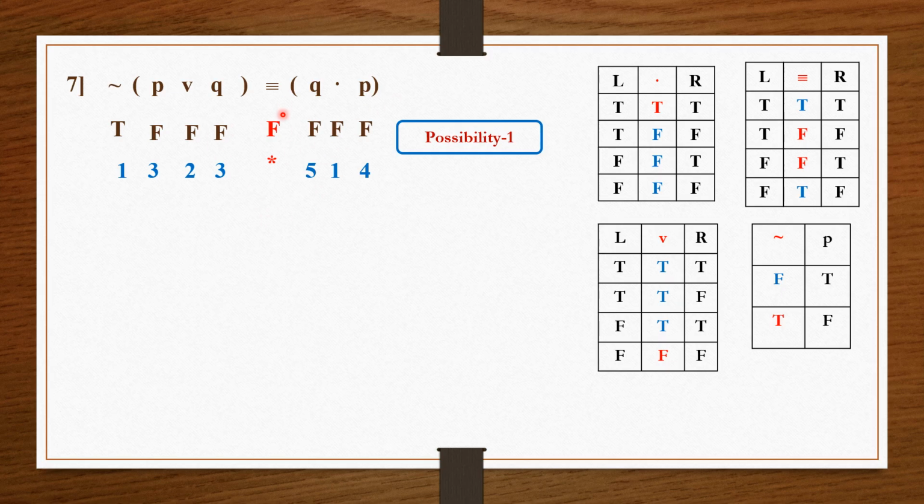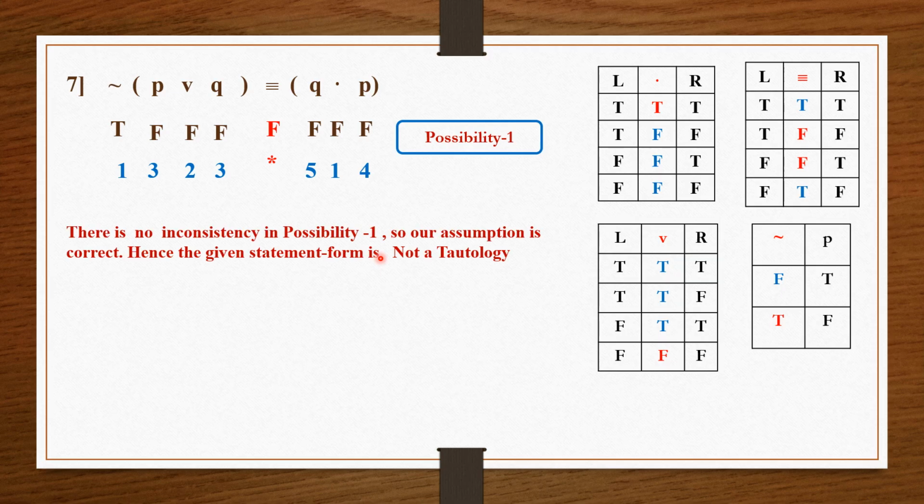Now check the rule, it's correct. There is no inconsistency in the first possibility, so no need of solving the other possibilities. The whole expression will be not a tautology since our assumption is correct. Assumption is correct, it is F, so it is not a tautology.